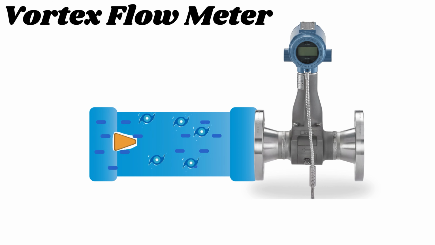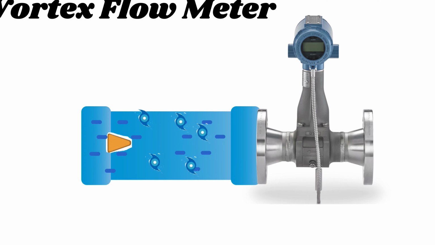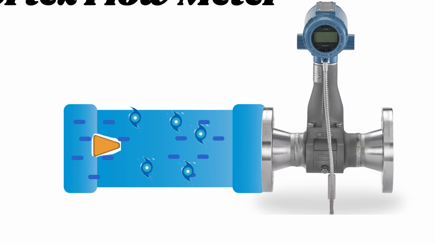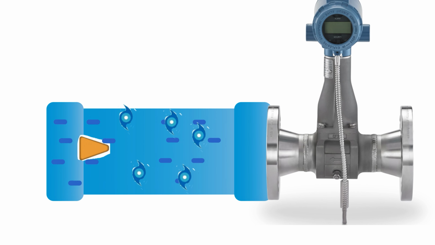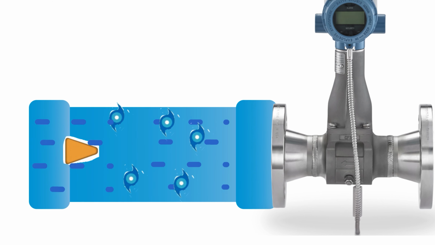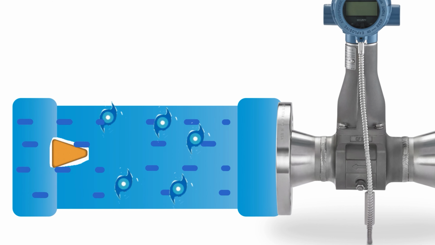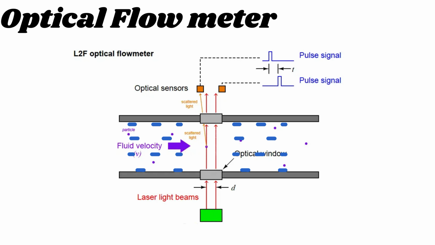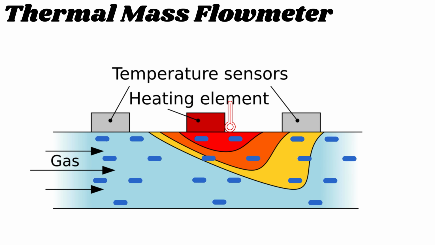The working principle of the vortex flow meter is known as the vortex shedding principle. When a fluid passes an obstacle, oscillating vortices occur downstream of it. A pulse sensor collects the frequency of these oscillations, which is proportional to the volume flow. Optical flow meters. As the name indicates, optical flow meters use light to measure the liquid flow, the velocity of a fluid passing through the pipe.